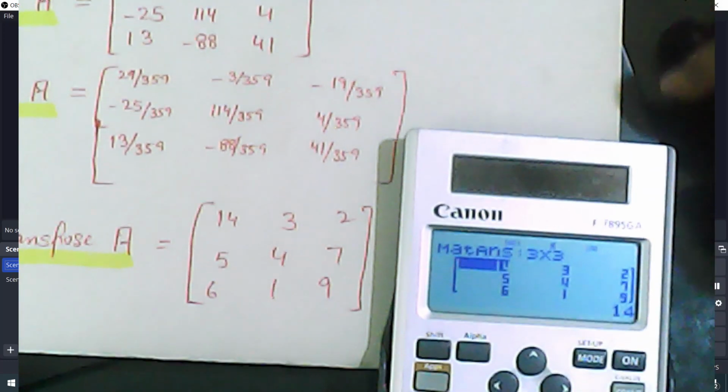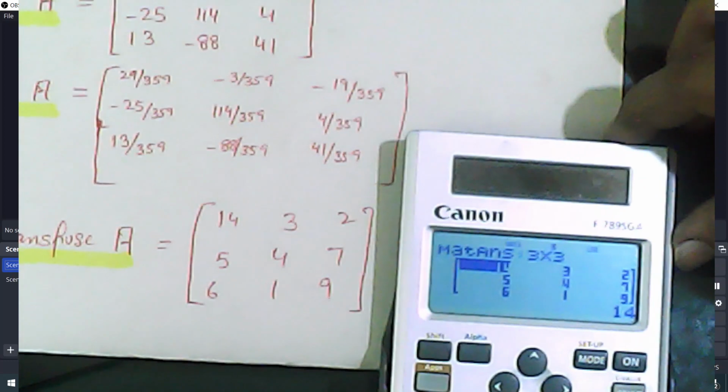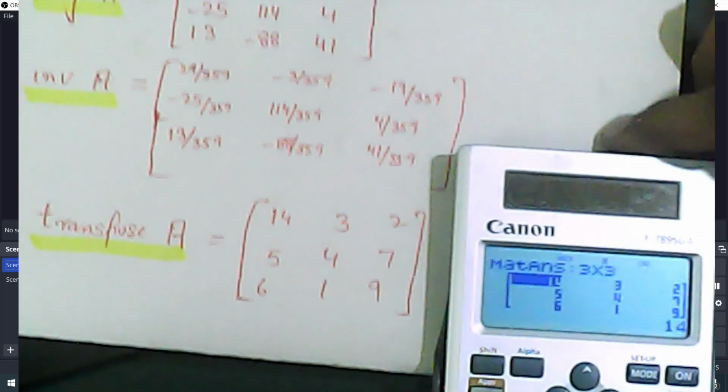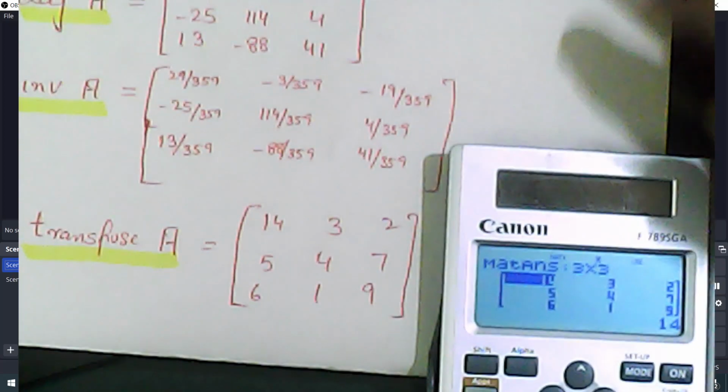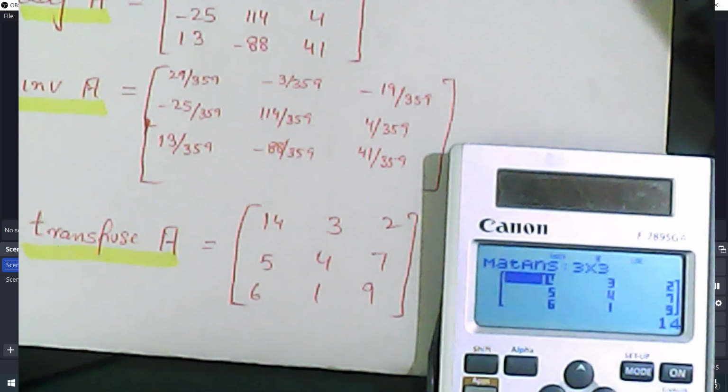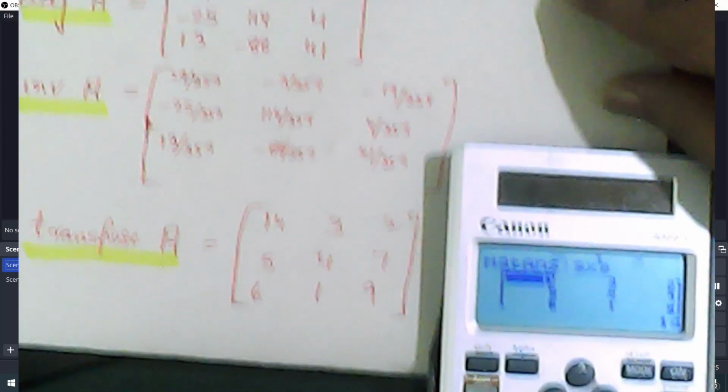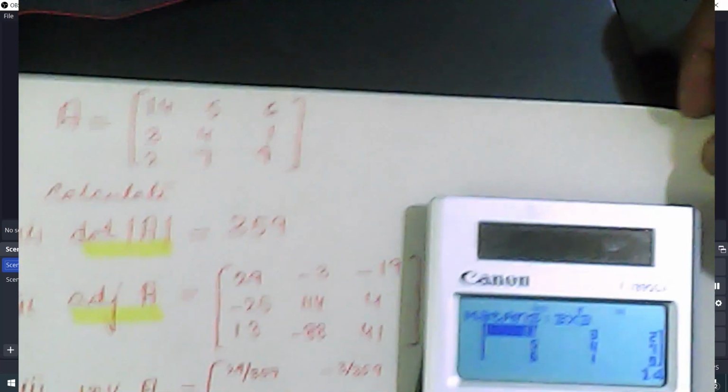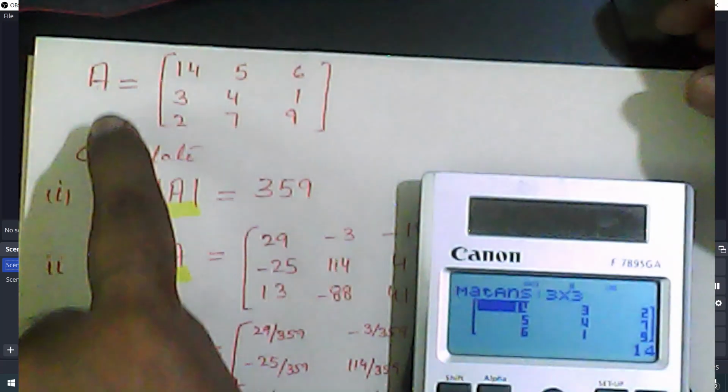So we have cross-verified the calculation of the scientific calculator after calculating the transpose of our matrix. I hope this video will help you in calculating the transpose, the adjoint, inverse, and determinant of the matrix. And remember, our main data has been calculated from this matrix A.